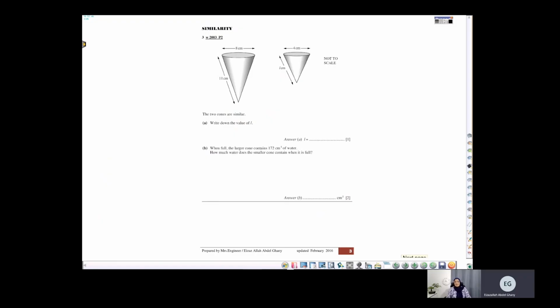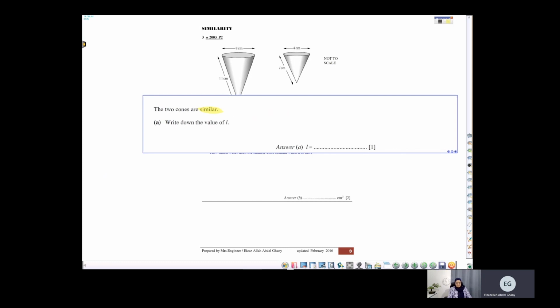Question, it's about similarity of cones. In this question, he declared that they are similar. Finally, let's read. Two cones are similar. Write down the value of L. What's L? It's the slant height.